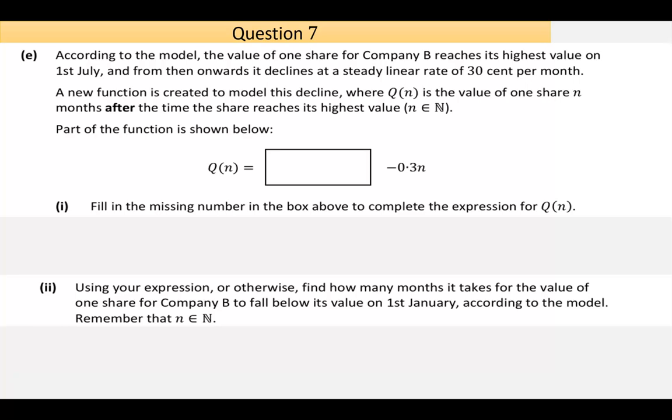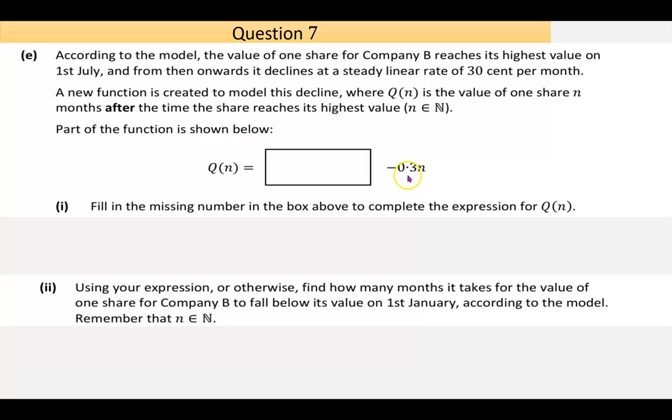Now, part E says, according to the model, the value of one share for company B reaches its highest value on the 1st of July. And from then onwards, it declines at a steady linear rate of 30 cents per month. A new function is created to model this decline, where Q of n is the value of one share n months after the time the share reaches its highest value. And they say n is an element of N, so the number of months is a natural number, so it's a positive whole number. Part of the function is shown below. I say Q of n is equal to something, take away 0.3n.